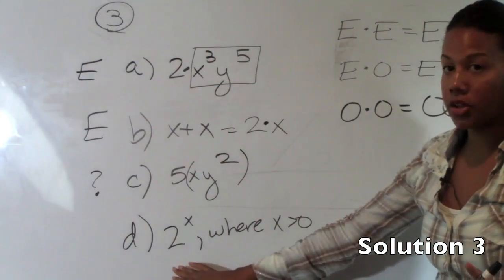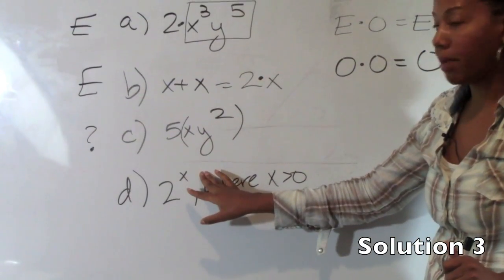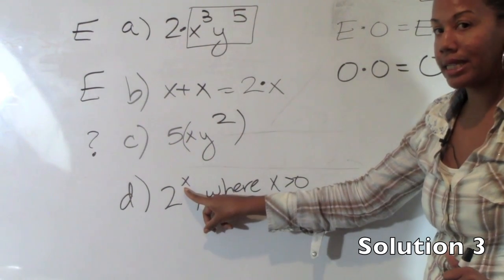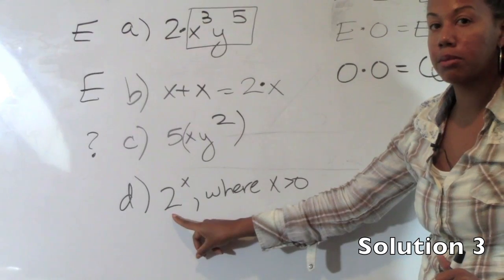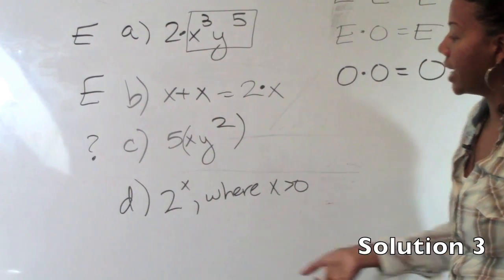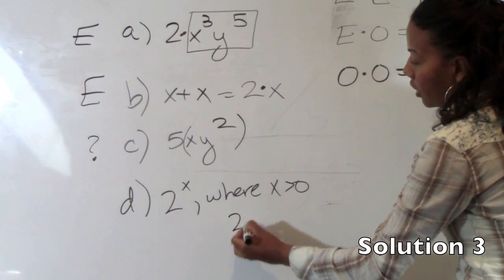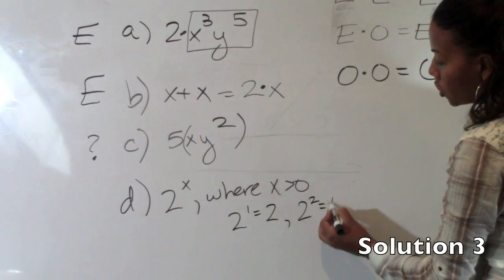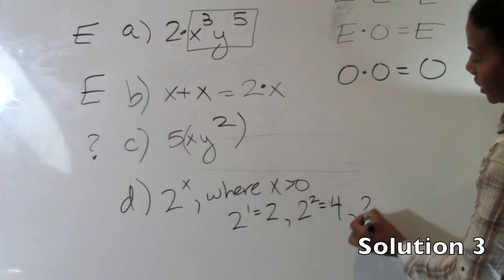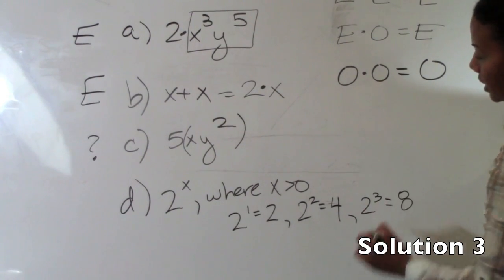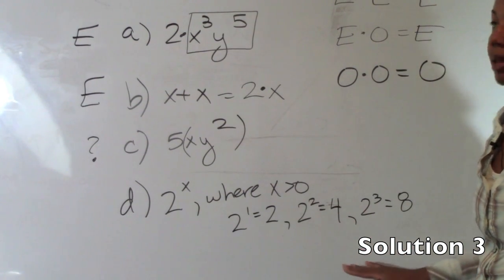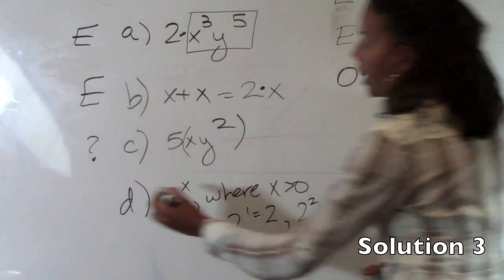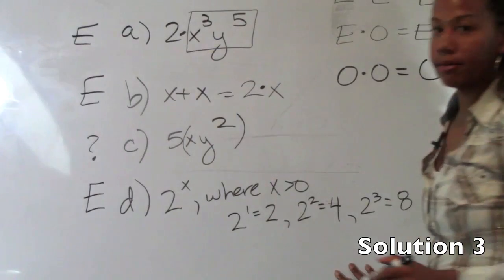And then finally, part D, it says 2 raised to the x power. Well, remember that when you are multiplying by a power, this is simply telling you how many times you need to multiply by 2. Okay, so 2 raised to the x. Let's say that x is 1. 2 raised to the first power is 2. If x is 2, 2 squared is 4. If x is 3, 2 cubed is 8. So no matter what, since we're multiplying by 2's, we are going to get an even product. Okay? So A, B, and D are all even.